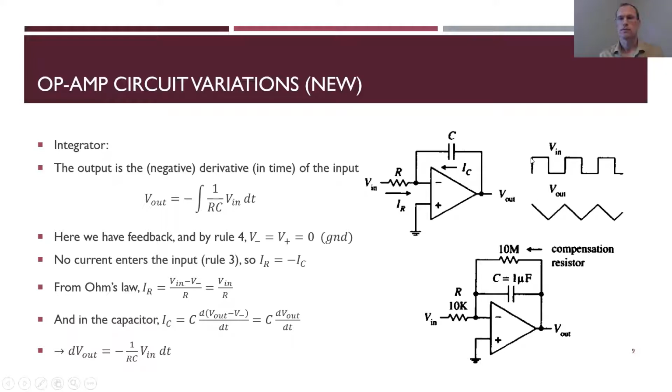So I have some positive slope, some negative slope. That's why we have that as V out.